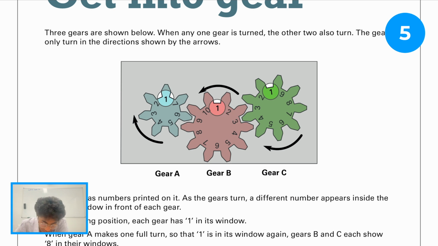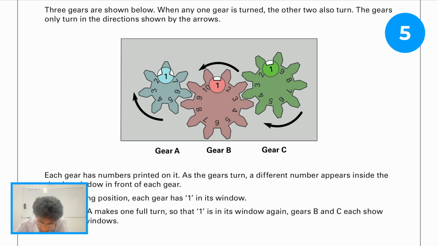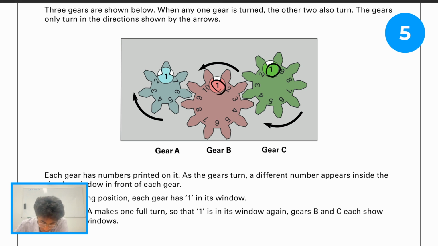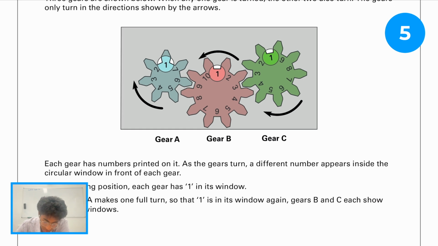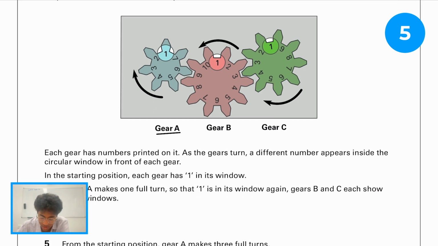In the starting position, each gear is number 1 in its window. We can see that, right? Number 1, number 1, number 1. When gear A, so this is gear A, this is a helpful tip. Always underline what the question is talking about. So as soon as you see the word gear A, highlight gear A.